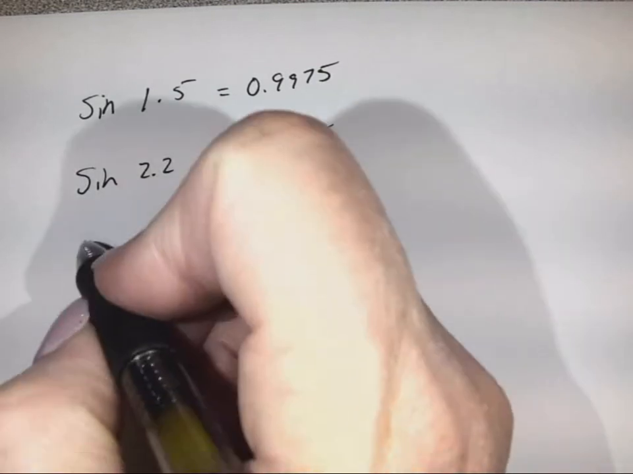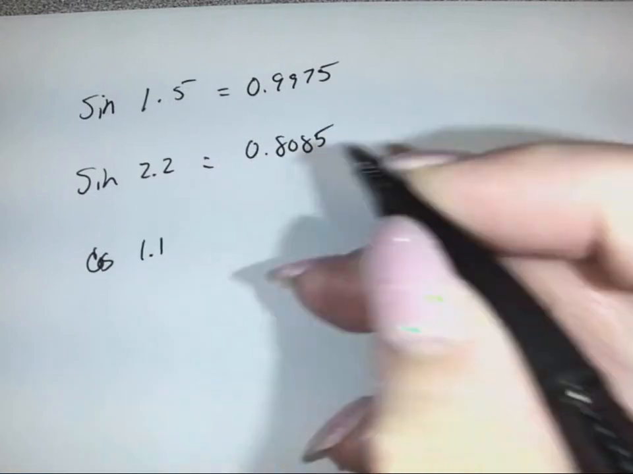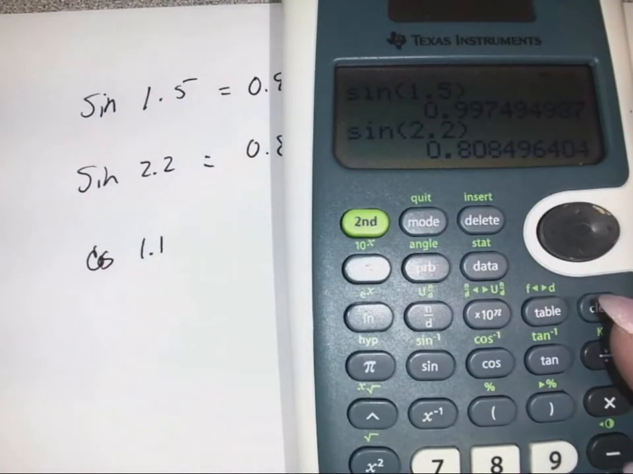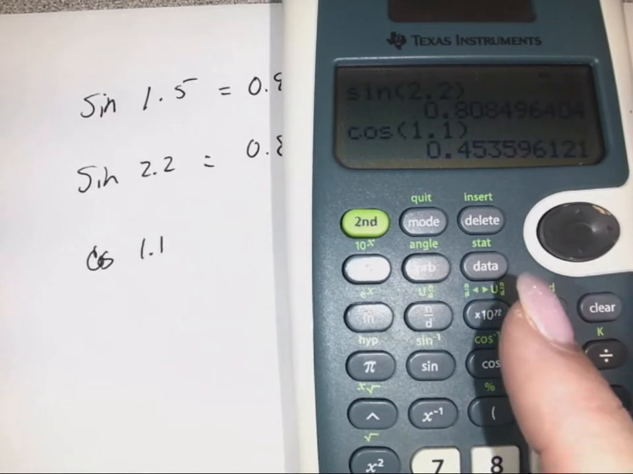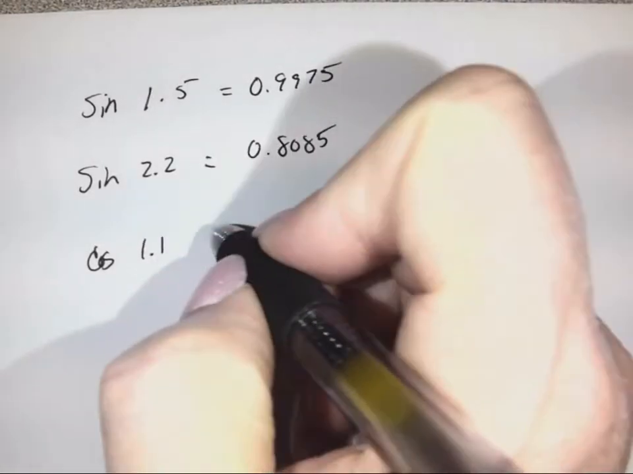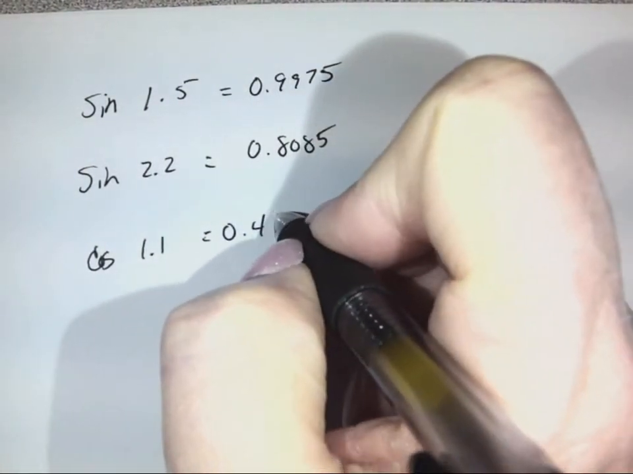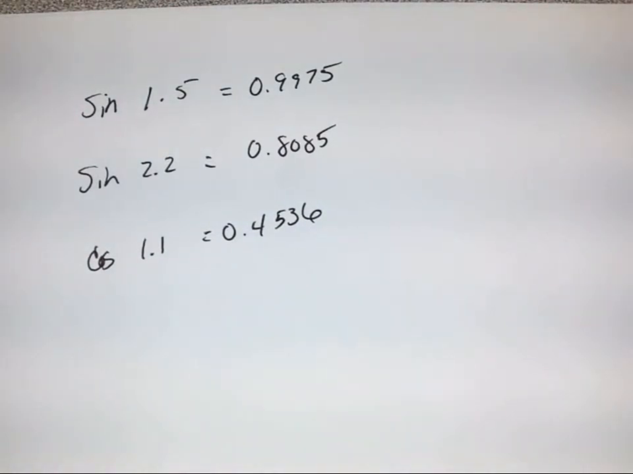And we could also do cosine values this way. Cosine, let's do 1.1. So our cosine of 1.1 would be 0.4536. Alrighty. So we're figuring out some of the things that we can do.